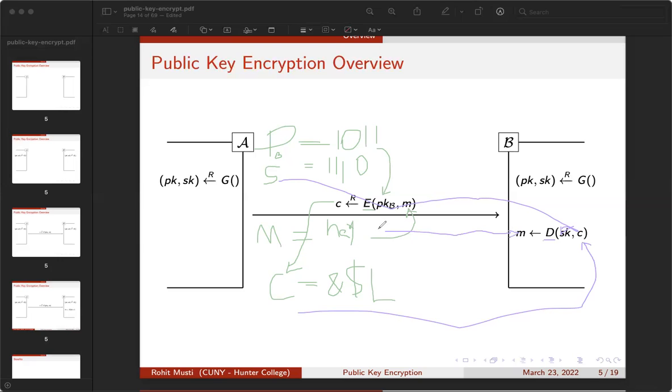For our correctness requirement, it's required that if we call D on our secret key, 1110, and on our ciphertext from the public key encryption of our message hey, that should equal hey. So that's our correctness requirement. Any questions on this mechanism and how it works? Happy to wait a minute on that.